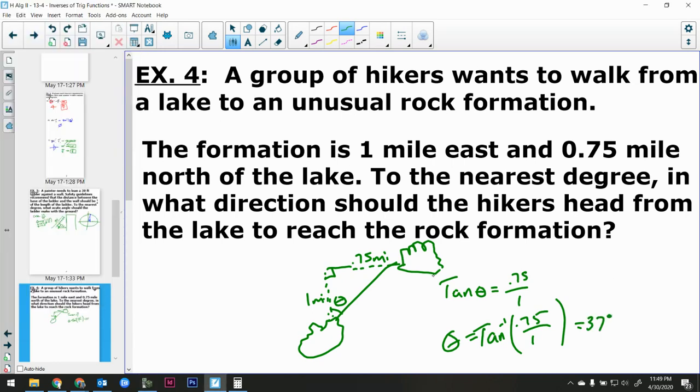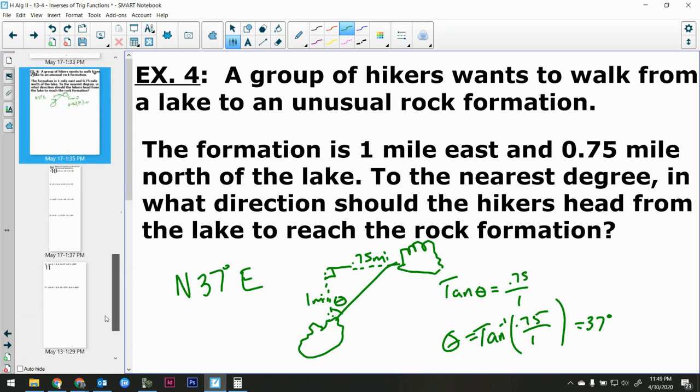To the nearest degree, in what direction should they head? If I was being really picky, I could say north 37 degrees east. I was trying to be really, really picky about that. There are bearings here.